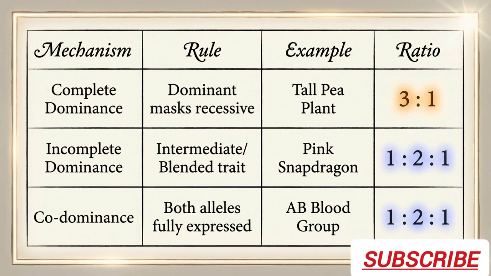Grab a screenshot of this table. Identifying where these patterns differ is the most direct way to ensure accuracy on genetics ratio questions.